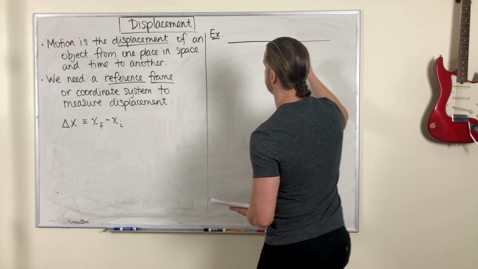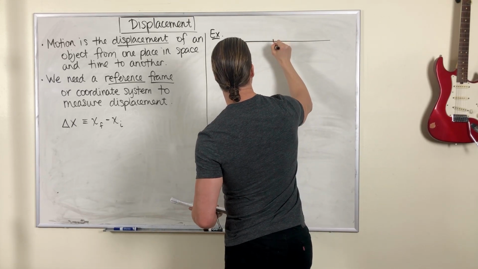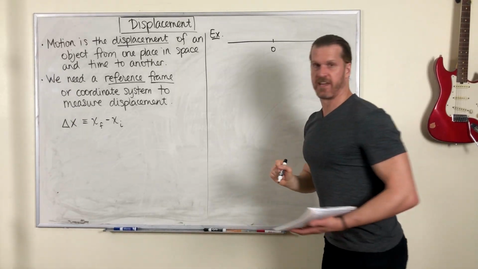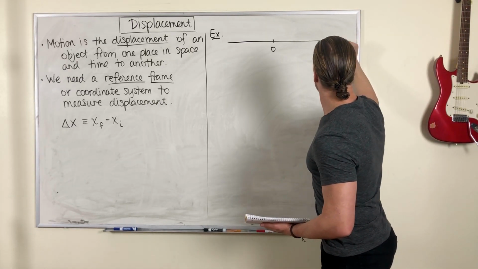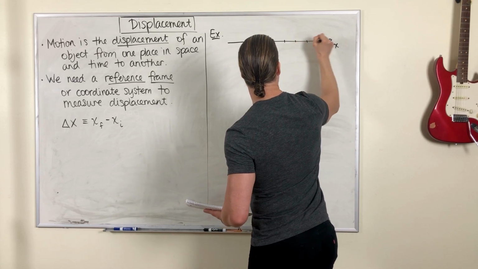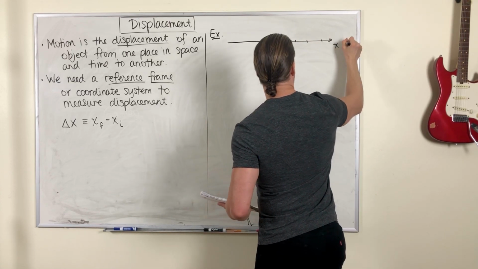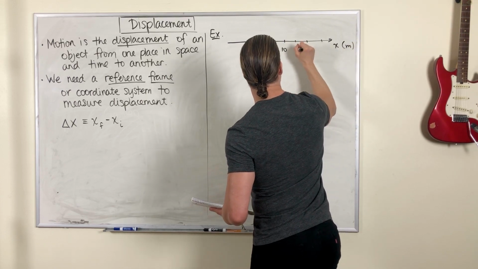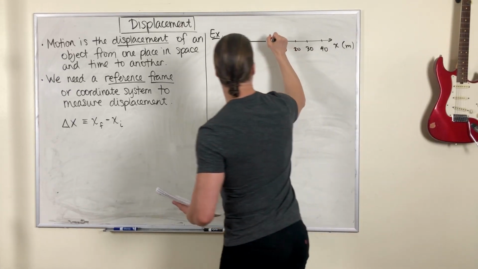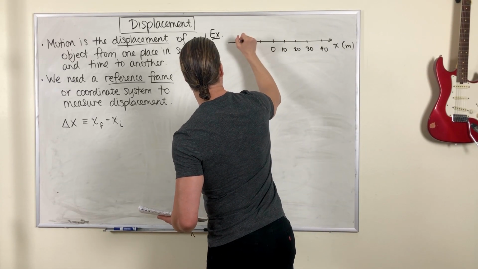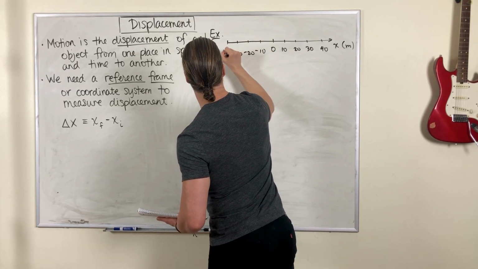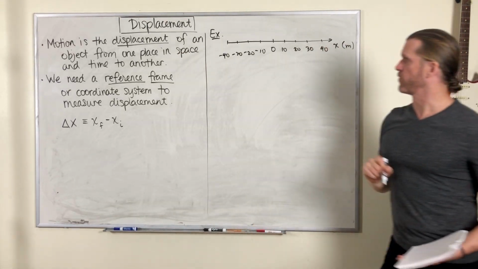So here's a reference frame. We need to have an origin, so that's 0 in the middle. We need to indicate a positive direction, so positive x is to the right, and I'll make some marks on the axis. Say we're measuring this in meters, so maybe 10 meters, 20, 30, 40 meters, and same thing to the left, negative 10, negative 20, negative 30, negative 40.